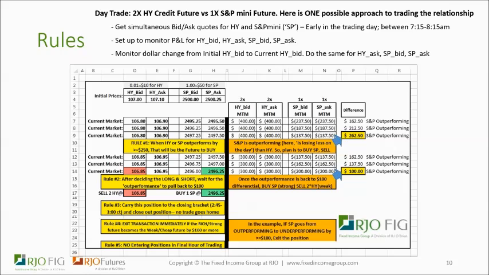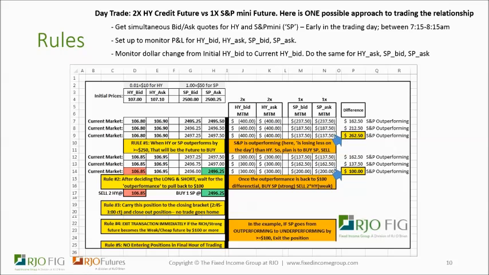When it does, we're going to enter the trade buying what's been the strongest and selling what's been the cheapest. In this case, it would be buying the S&P, which has been strongest, and selling the HY contracts. After we enter that trade, very, very simple. We're literally going to hold this thing until one of two events occur.